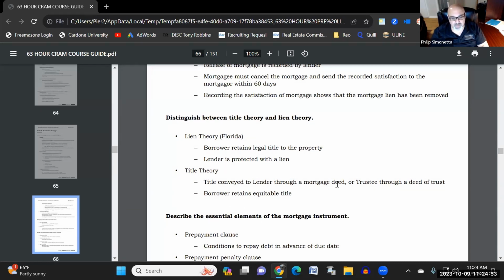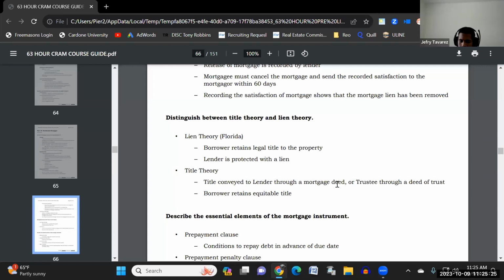Title theory is where the title is conveyed to the lender through a mortgage deed, or to a trustee through a deed of trust. In those states, the borrower retains equitable title. Remember, equitable title means it's not in your name until you pay it off, right? It's going to be in a future date. Now, however, equitable title happens when you have a seller holding the mortgage in Florida. But any other time, it's lien theory, right?